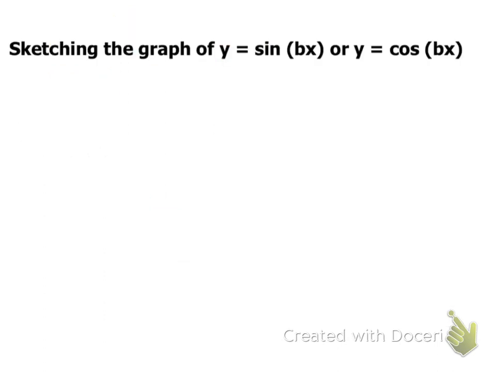Let's look at a different situation. Here, we have a b value. That is going to affect our period. The period, I abbreviate PD, will be 2 pi over b. So we may have to do a little math to figure out what the period is.